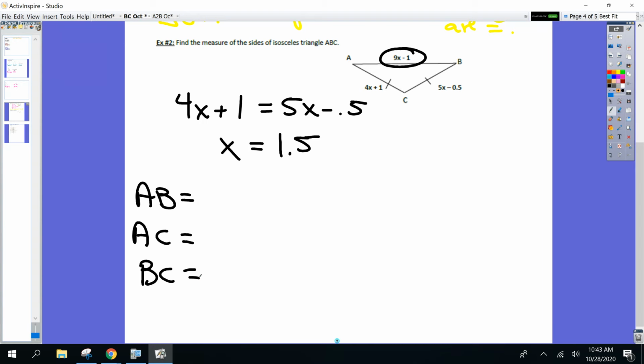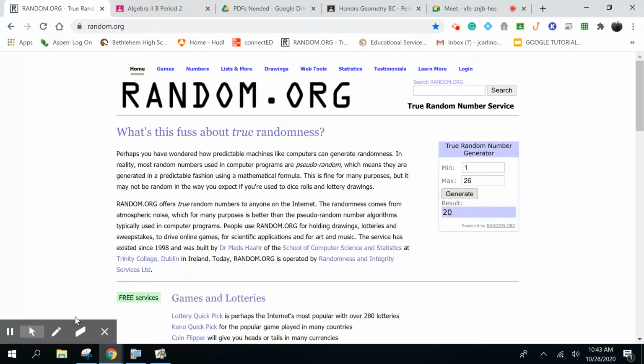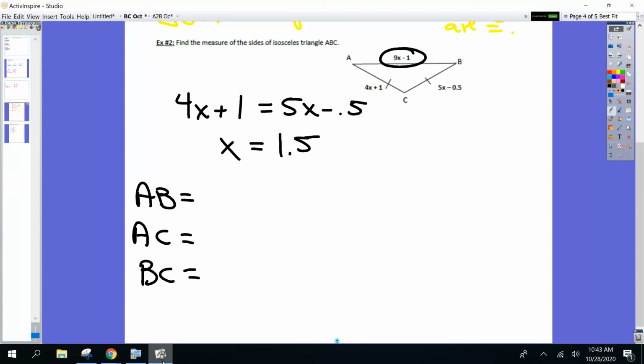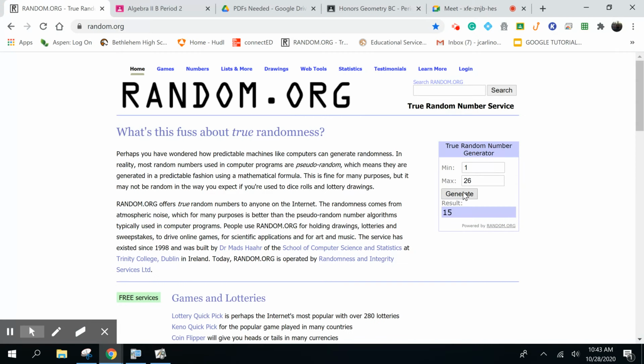If you're not ready yet, take your time. Just tell me when you're ready. Here we go. 24. Emily, when you're ready, can I have the value of AB? 12.5. Good work. 12.5. AC, the length of AC, everybody.